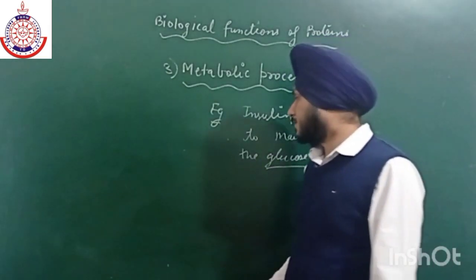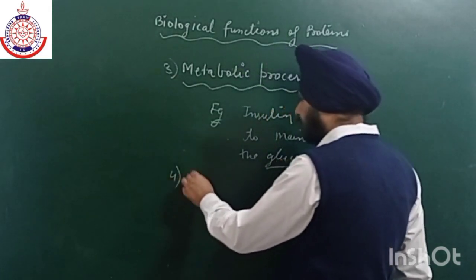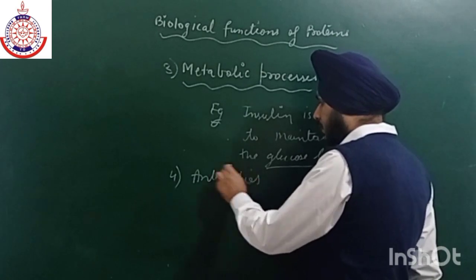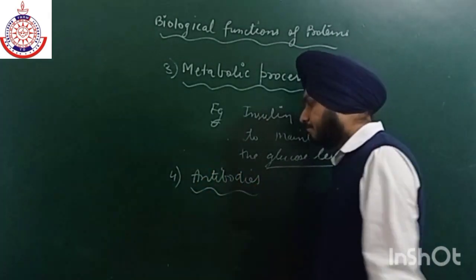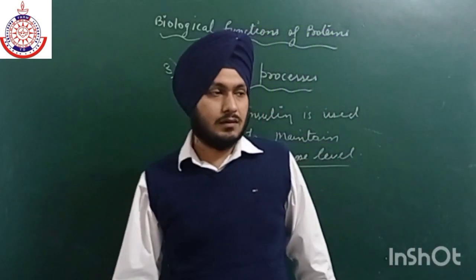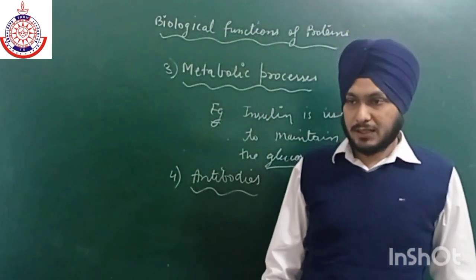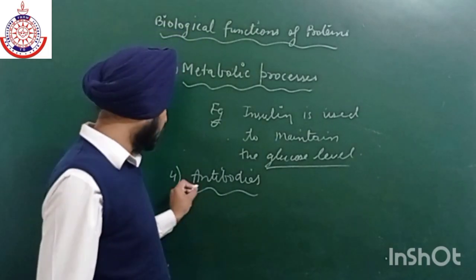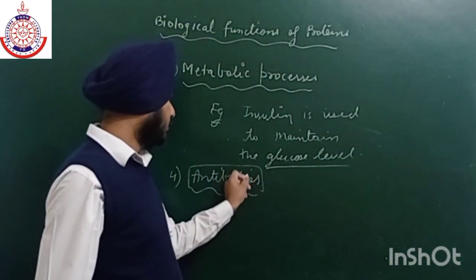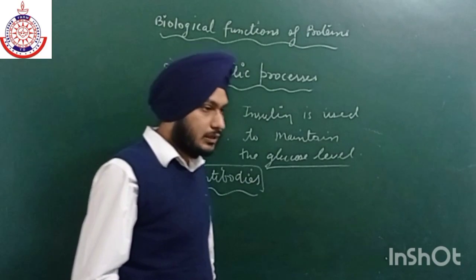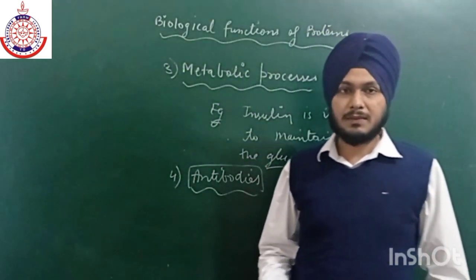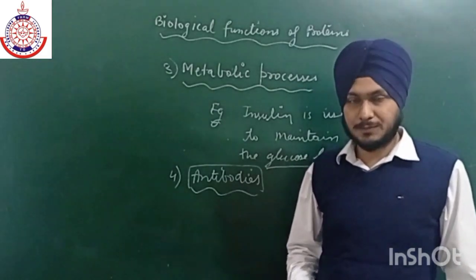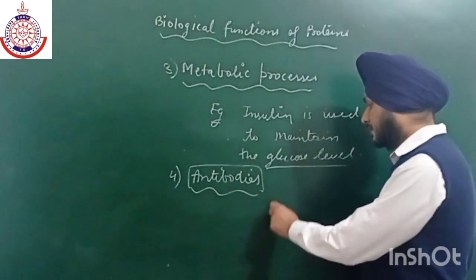Okay, so the fourth is they act as antibodies. Now what are antibodies? So antibodies क्या होते हैं? Antibodies are actually in our blood. There may be some entry of some foreign poisonous species. Okay, that are known as antigens.